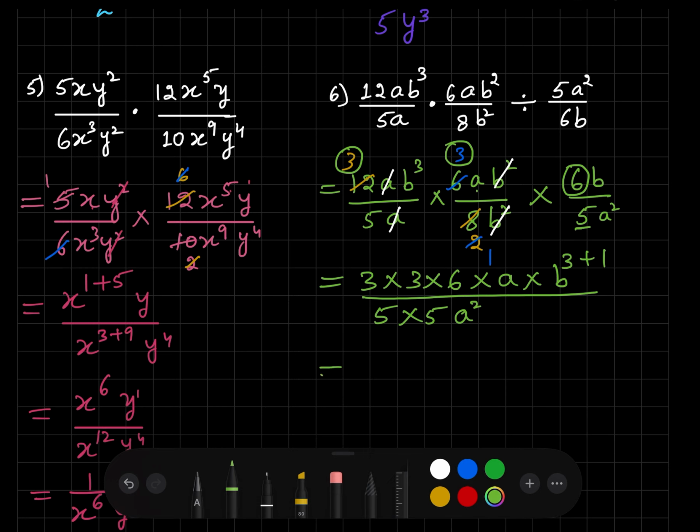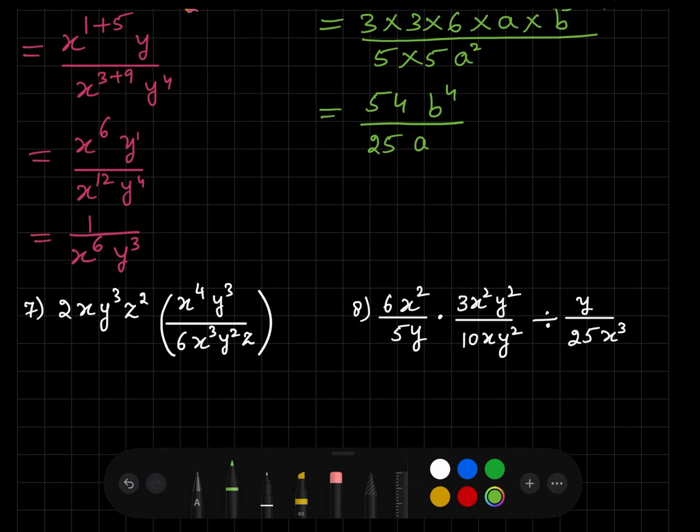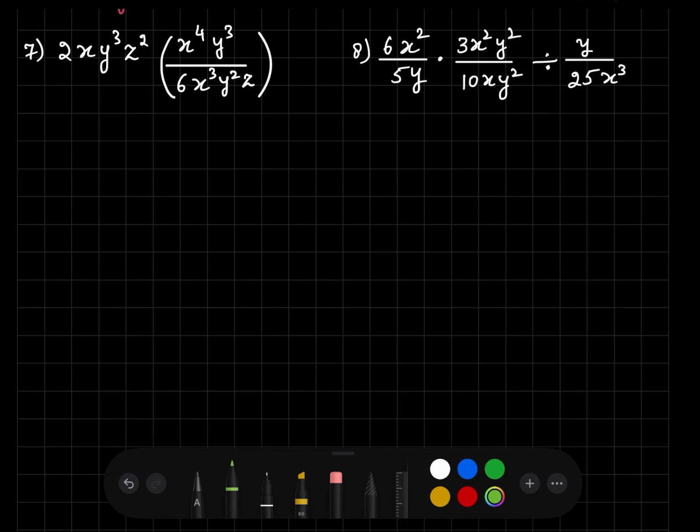Okay, so 3 3's are 9, 3 3's are 9, and 9 6's are 54, and see, a power 2 in the denominator is greater than in the numerator, so I will write this b raised to 4 here, and 5 5's are 25, and here a raised to the power 2 minus 1, so I am left with just 1a. So this is our simplified form of this question number 6. Let us do the next one.